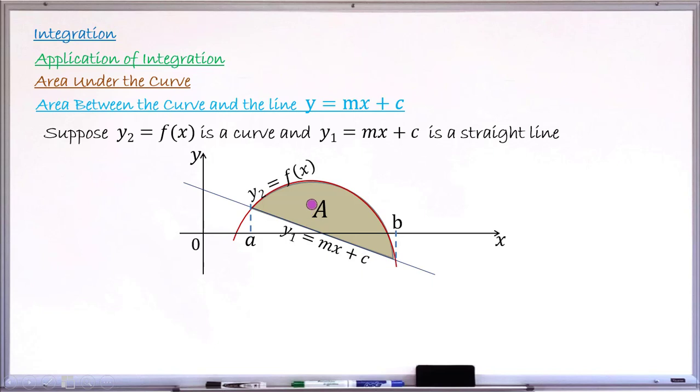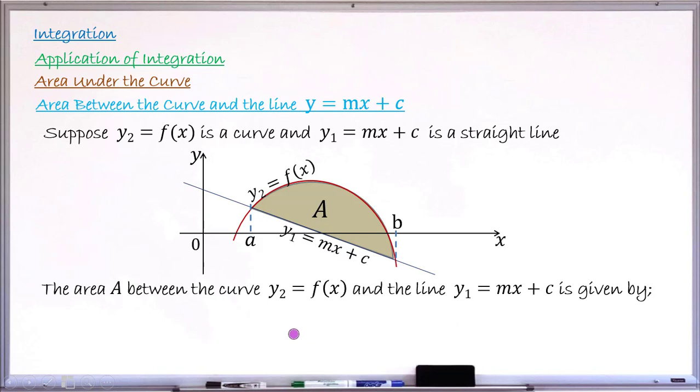And this is the area A between this curve and this straight line. It is this area that you will learn how to find, the area of this very region. So the area between this curve y2 and the straight line y1 will be given by this simple formula.